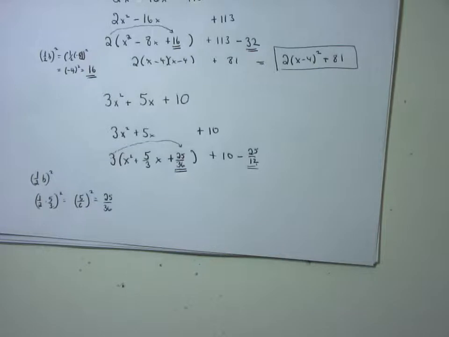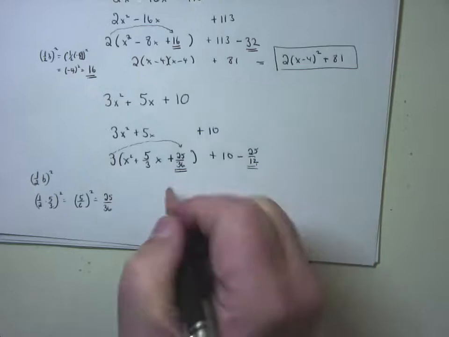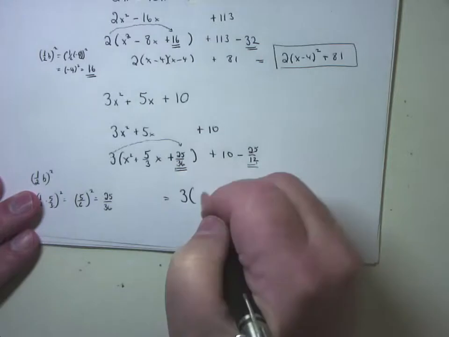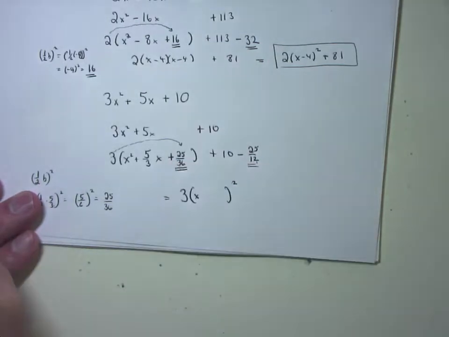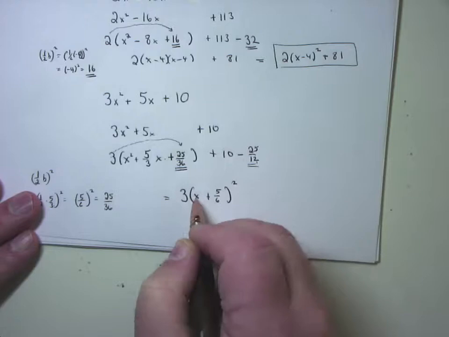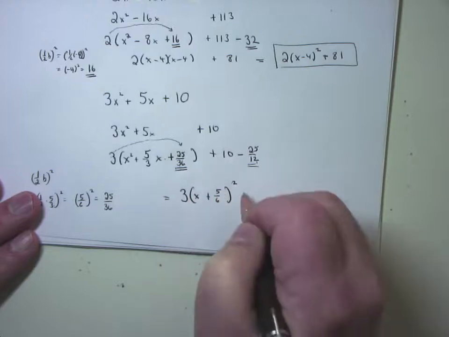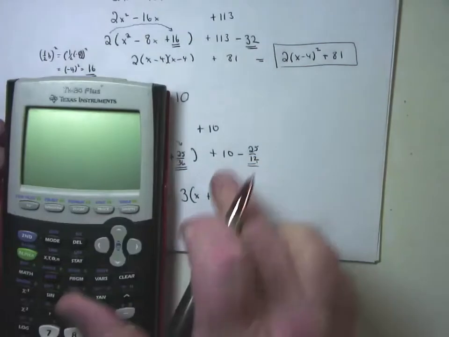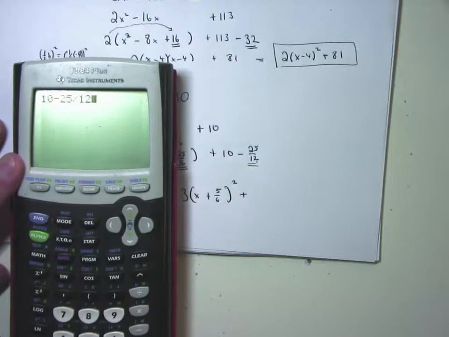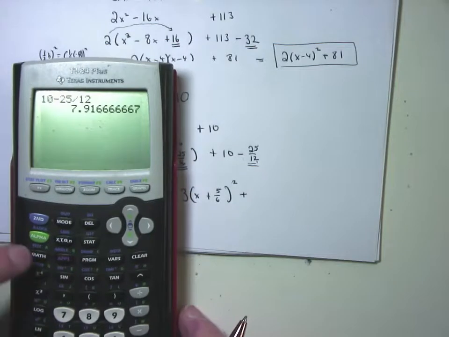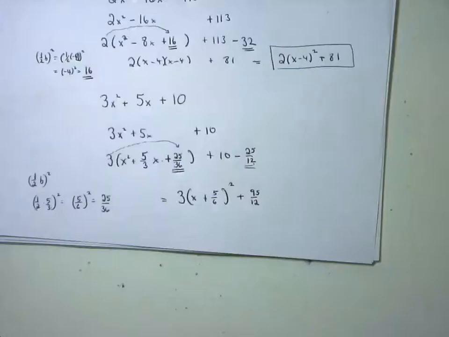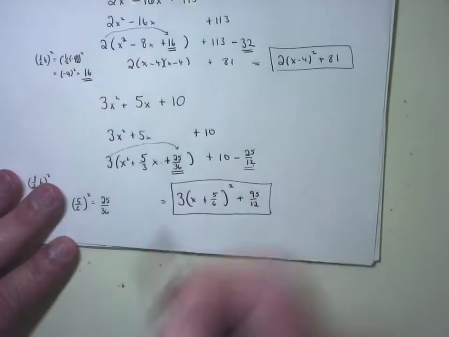So now what am I going to do? This thing is going to factor perfectly. This will be 3 times something perfectly squared. There's no reason to write it twice. It'll be x. What times what is 25 over 36? And because they're both plus, you have a sign of plus, 5 over 6. So it'll be 3 times x plus 5 sixths squared plus, and now I've got to do this guy. What is 10 minus 25 twelfths? Well, that's time for the calculator then. 10 minus 25 divided by 12 is 7.916 whatever, and I'm going to convert that to a fraction, making it look good. That'll be plus 95 twelfths, and there is the perfect square.